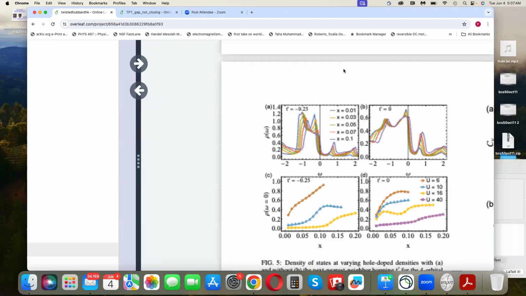Now, t' equals 0. We can even include t'. Okay? At t' equals 0, there is no dip in the density of states. It's only with the t' that you see the suppression of the density of states, and that is the pseudogap.